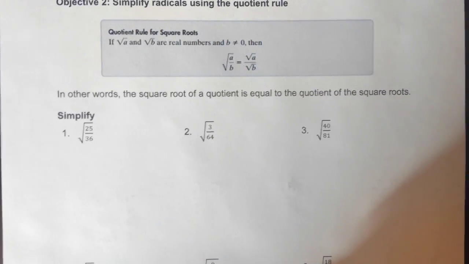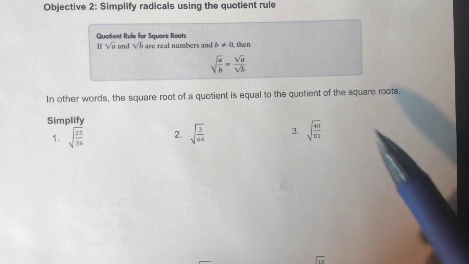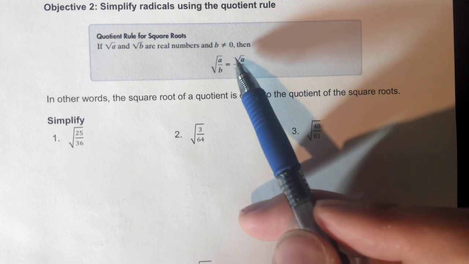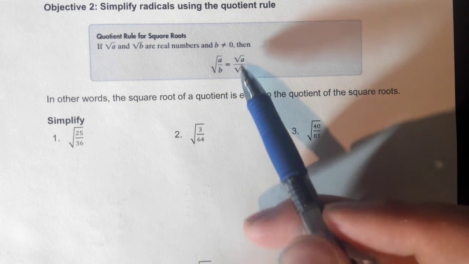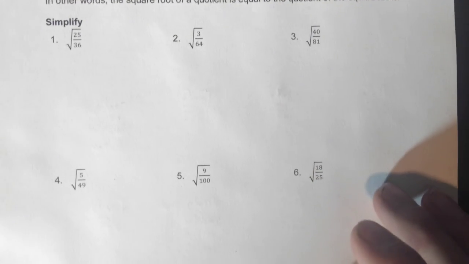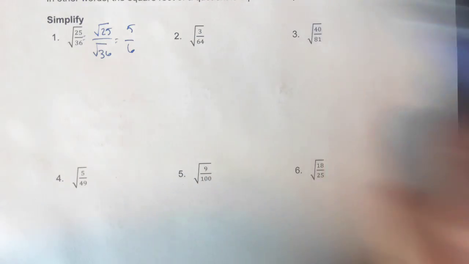Okay, on the back, we're looking at the quotient rule. It says if you have a square root over a radical fraction, you can separate it into 2 separate radicals. So that's what we're going to be doing here. We're going to separate it into the square root of 25 on top and the square root of 36 on bottom. That's much easier to look at. What's the square root of 25? 5. What's the square root of 36? 6. So all of that equals 5 sixths.